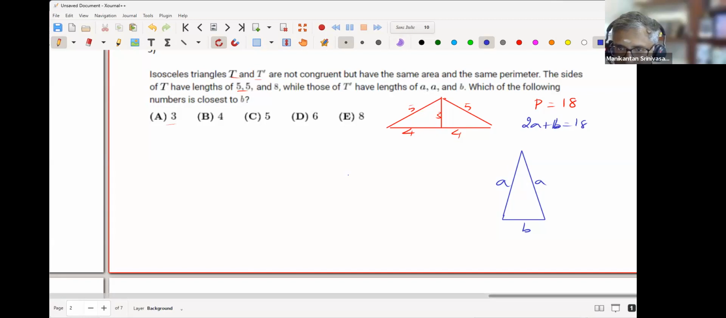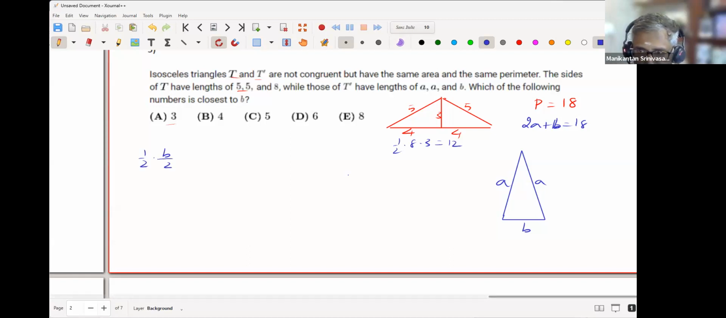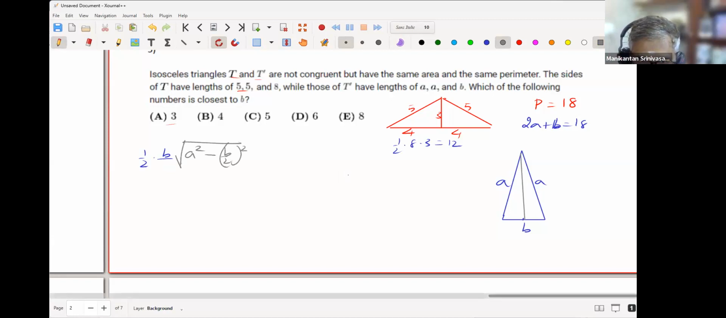And the area must match. What is the area of this? Half into 8 into 3, which is 12. So half into B, which is the base, and the height, just by Pythagoras theorem, is square root of A square minus (B by 2) whole square. Okay, that's the height. So this must be equal to 12. Seems like a fairly simple calculation, but let's see.